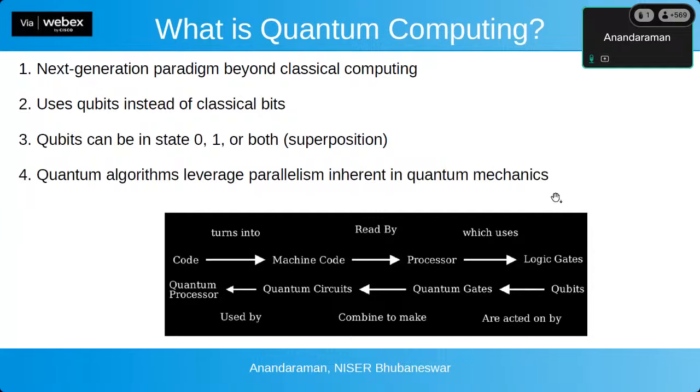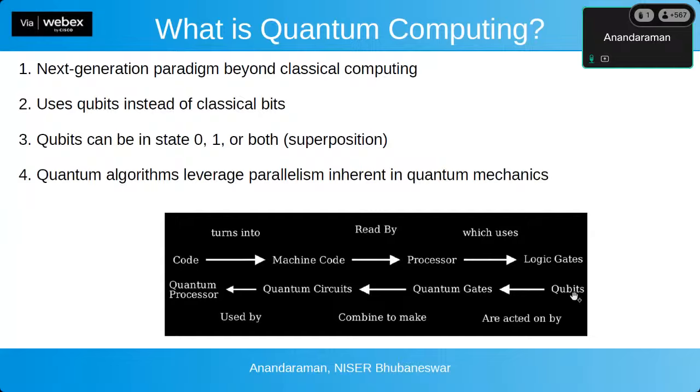In a normal computer we write code, we write a program, and that program is converted into machine code using compilers. That machine code is then preprocessed, then processed. The processor has only logic gates. So it is getting solved like this.